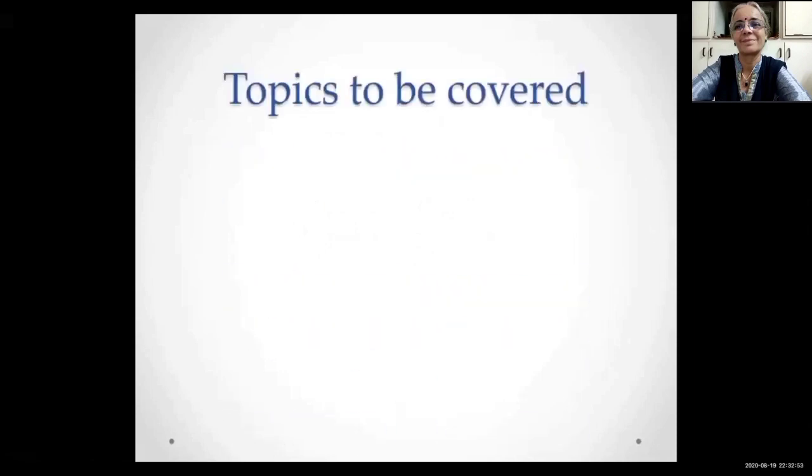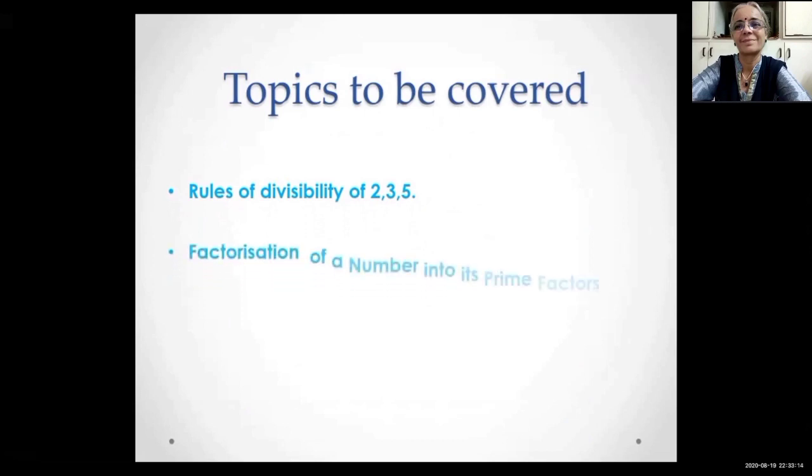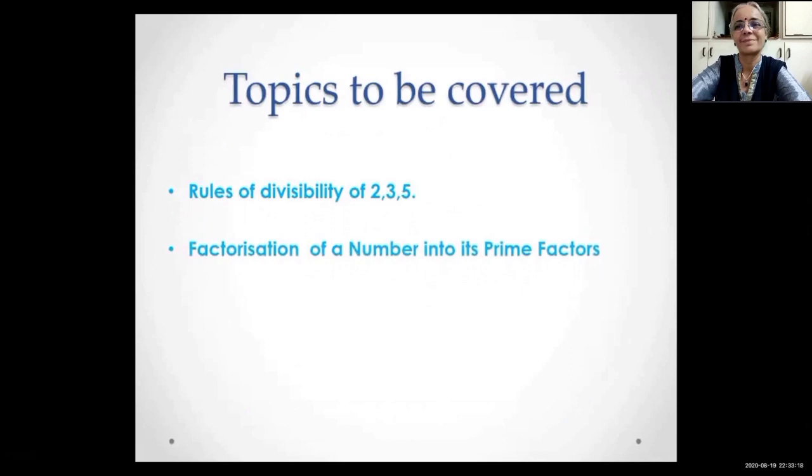Okay, children? So now, let's first discuss what we will cover today. First, we will recall the rules of divisibility of 2, 3, 5 and some other prime numbers. These rules you already learned in 6th standard. And then we will also learn how to factorize a given composite number. We will also see how to write the number as the product of its prime numbers in horizontal arrangement and also how to write in vertical arrangement.